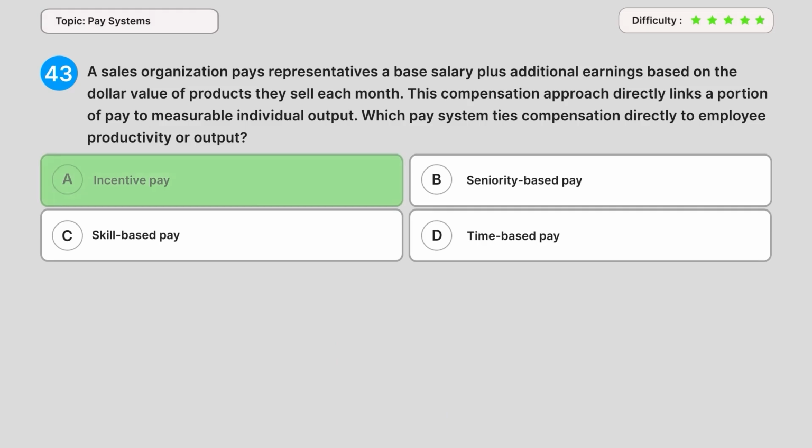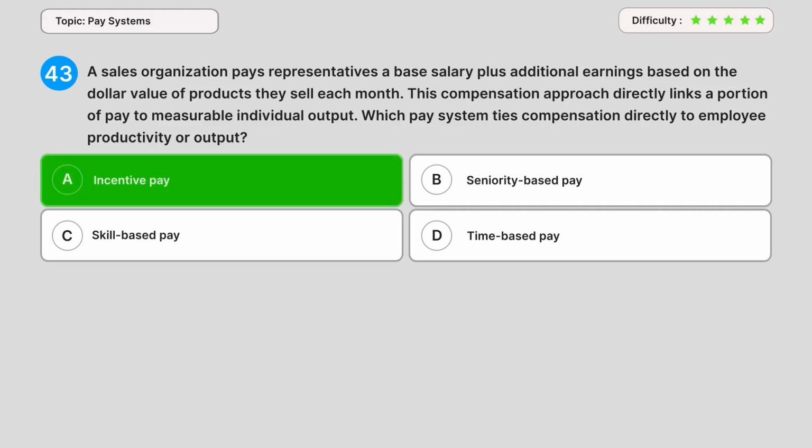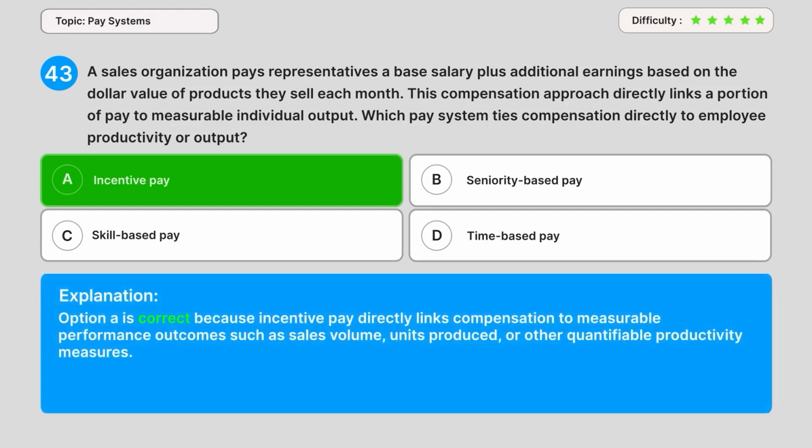Correct answer, A. Incentive pay. Explanation. Option A is correct because incentive pay directly links compensation to measurable performance outcomes such as sales volume, units produced, or other quantifiable productivity measures.